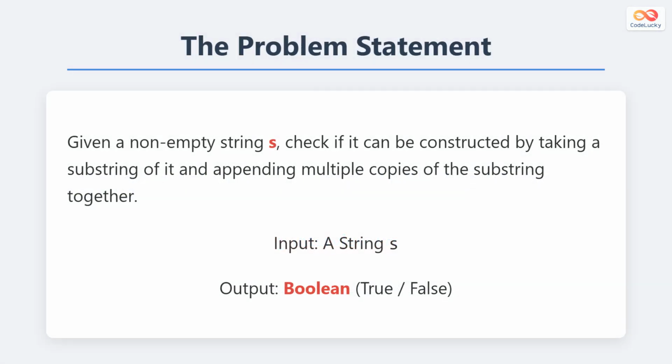Here is the core question. You are given a non-empty string S. Your task is to determine if this string can be constructed by taking a smaller substring of it and appending multiple copies of that substring together. It returns true if it is possible, and false otherwise.